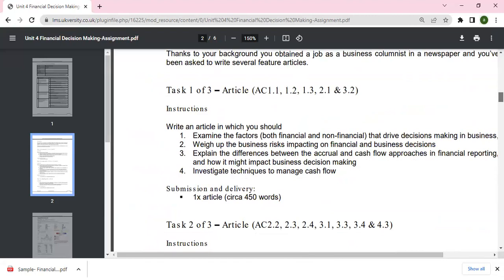Examine the factors, both financial and non-financial, that drive decision making. When we look at the financial, we look around the financial statements, where the money will come from. Non-financial, we can look around CSR or various reports, where the non-financial factors are political, economic, social, and environmental. Then business risk: what sort of risk impacts the business and business decisions. And then we look at the difference between accrual and cash flow approaches. Accrual means the matching concept. You should record the financial statement whether you receive money or not. And then investigate the techniques to manage the cash flow. That's the key which we need.